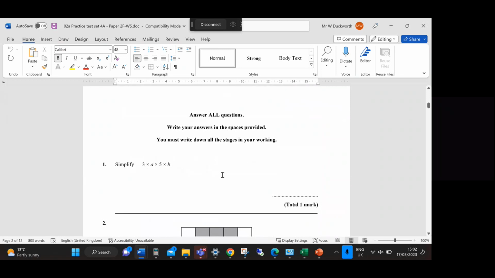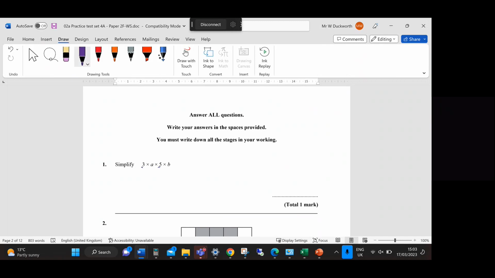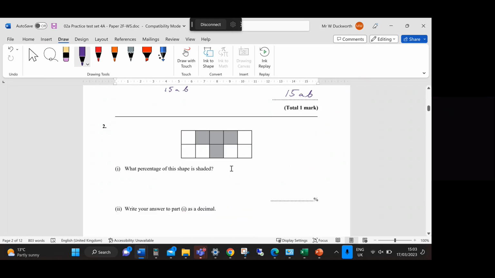So question 1 was simplify 3 times by A times by 5 times by B. So the only real bit that we can simplify here is the 3 times by the 5. So 3 times by 5 would give you 15, and we can also get rid of the multiplication sign, so we would call it 15AB. So 15AB.